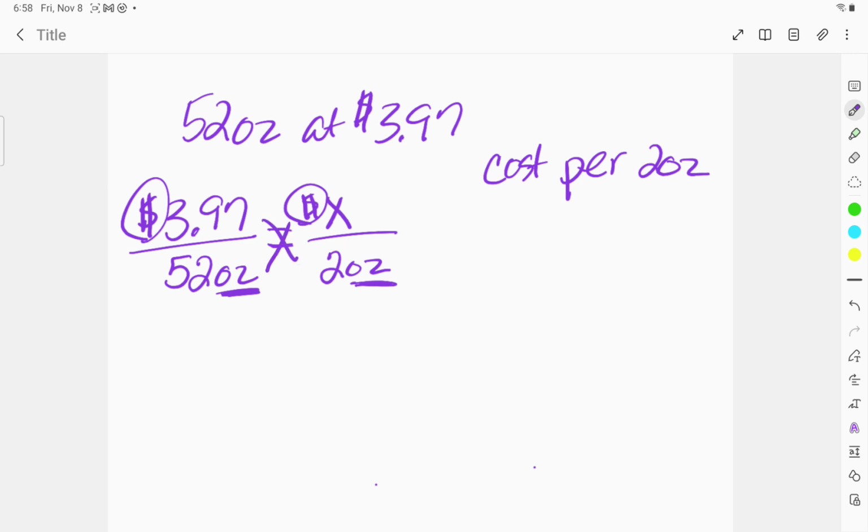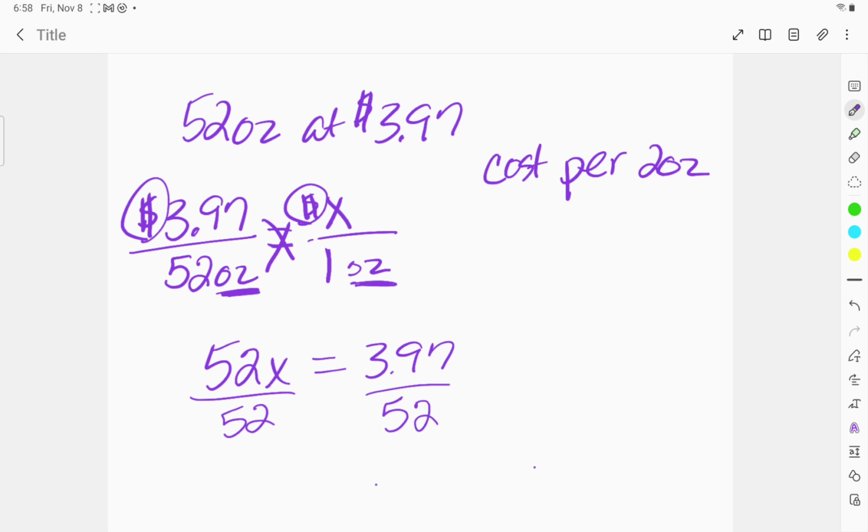So there you would have to cross multiply. But because we're just doing 1 ounce in this scenario, when you cross multiplied, you would have ended up with 52x equals 3.97, and then you would have divided by the 52 and ended up with the same thing that we already did. That's just an example, just in case it comes up where you're looking at cost for more than 1 ounce. Okay?